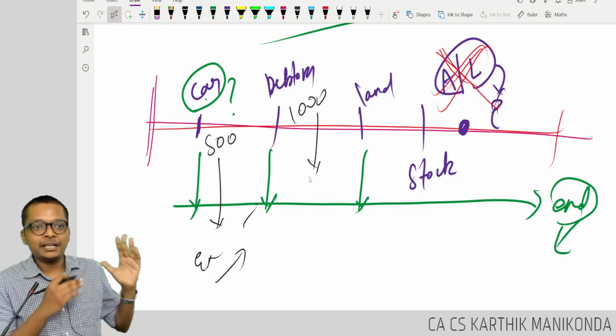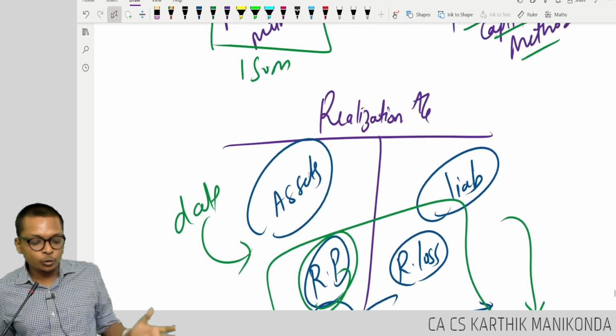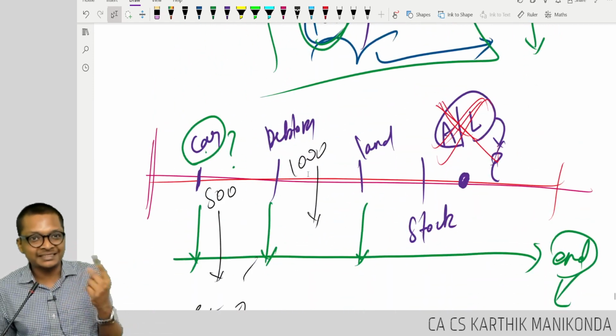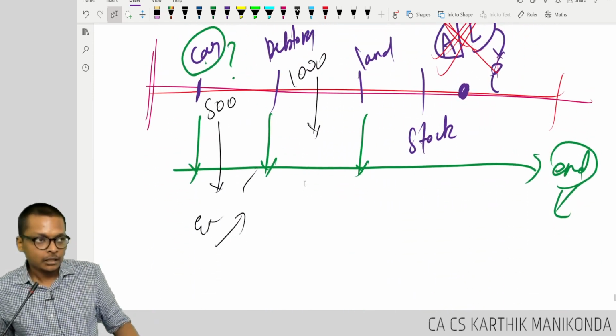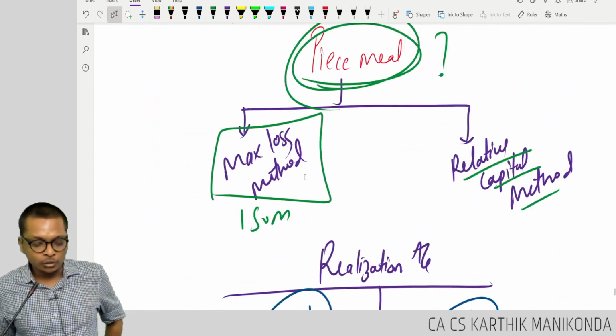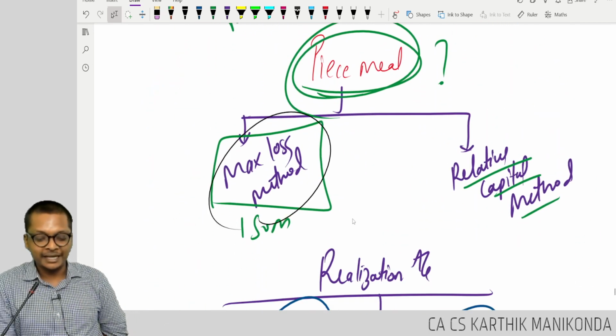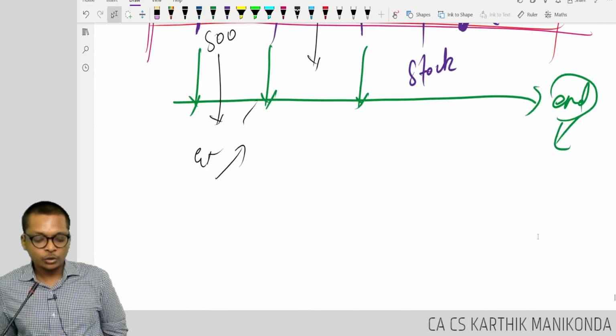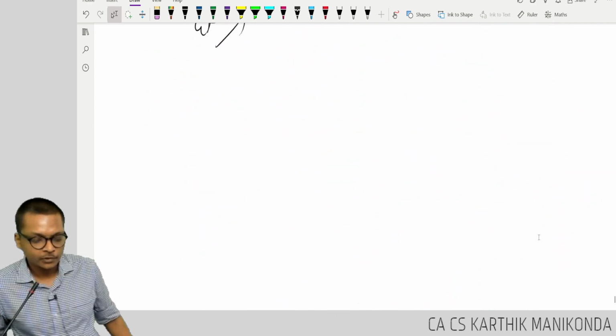In the piecemeal distribution, there are two ways to account it. Both methods, same answer. Okay. Two methods to account, that is called maximum loss method and relative capital method. Today we are going to see maximum loss method. Okay.